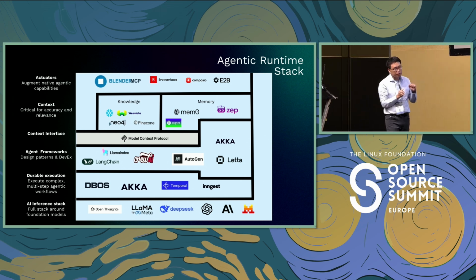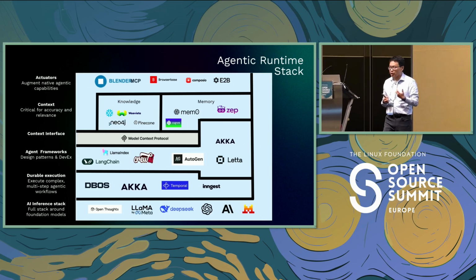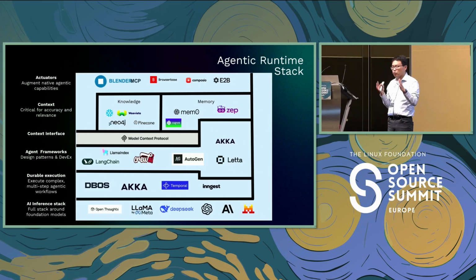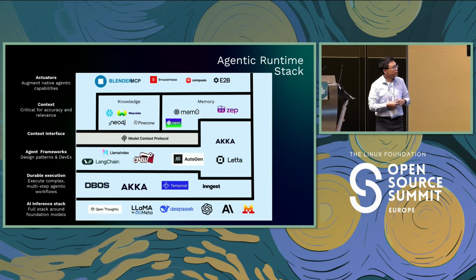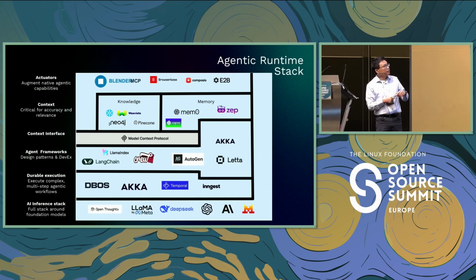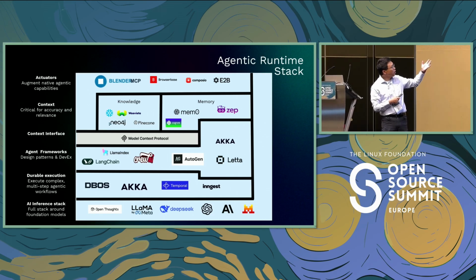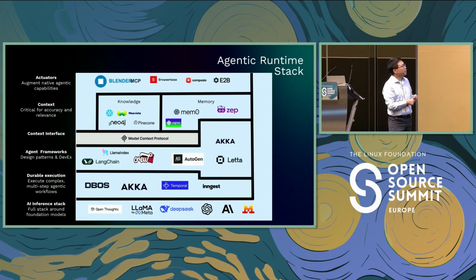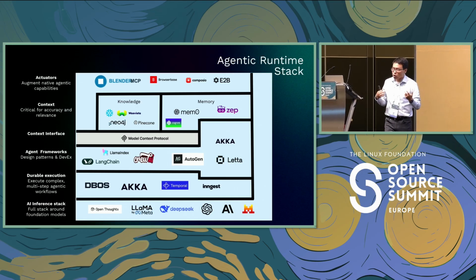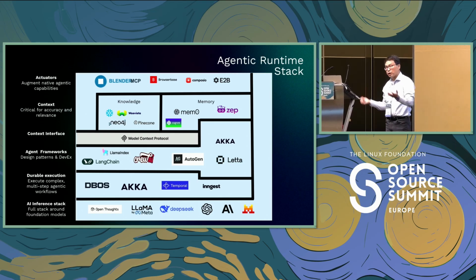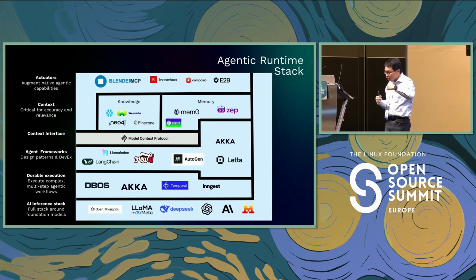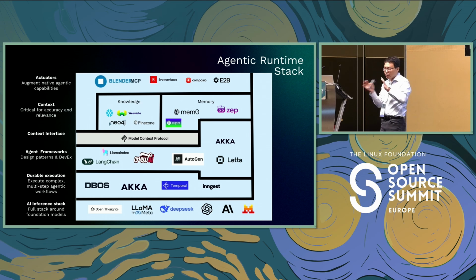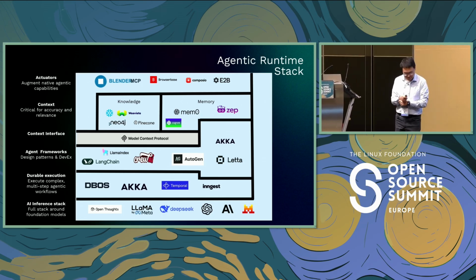So this slide is probably the most complicated and messy slide, and I think this is because this agentic runtime stack is still very much evolving. We see companies like Akka moving from durable execution into agentic frameworks. You see LangChain and LlamaIndex have introduced their own durable execution frameworks, so they're moving into durable execution. Exactly how this is all going to shake out, the only thing I can tell you is this is most likely going to be out of date within a year.